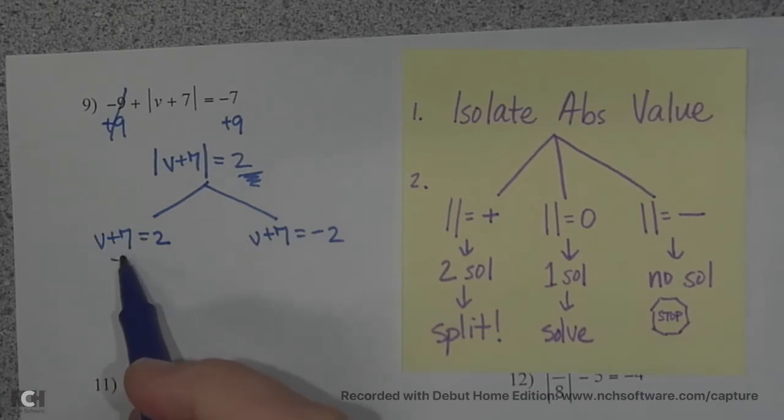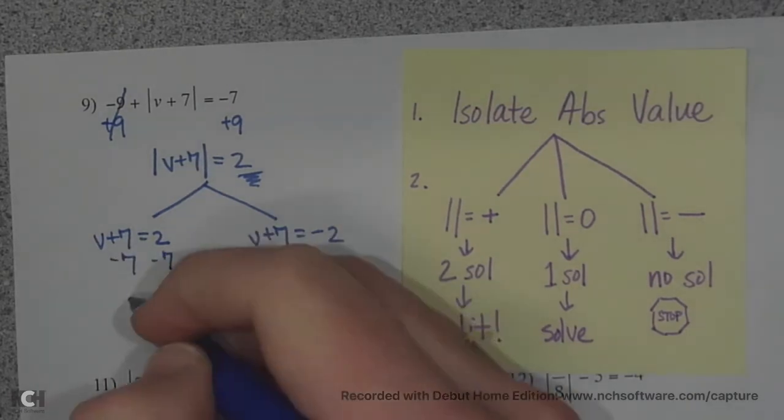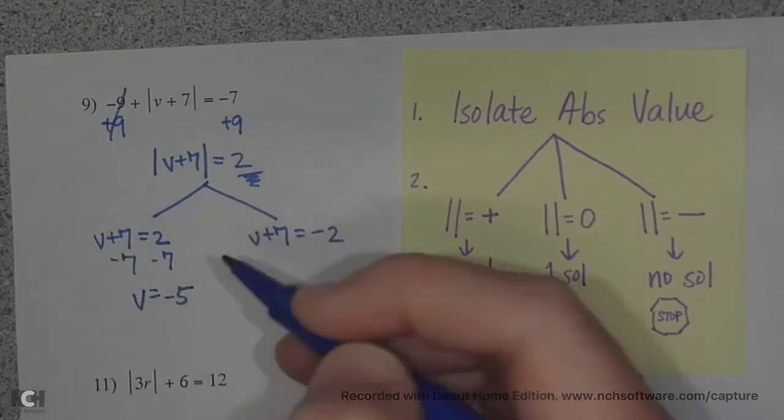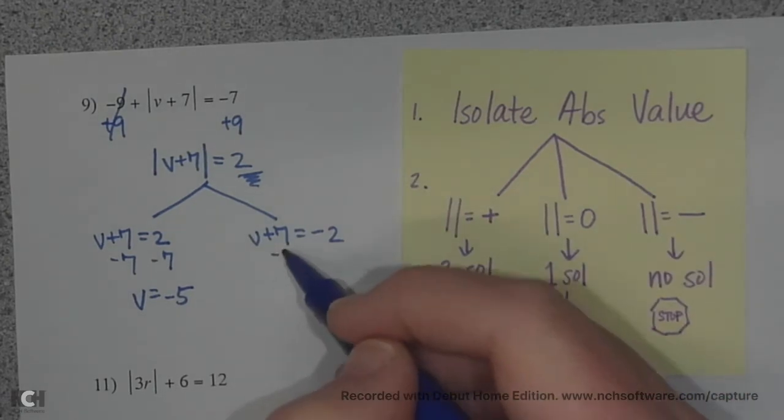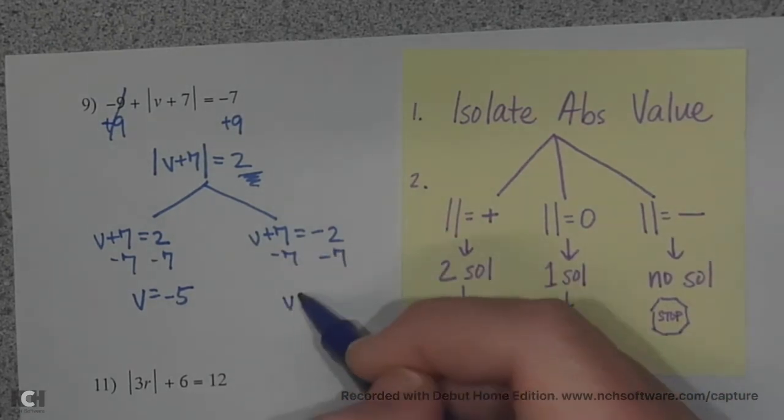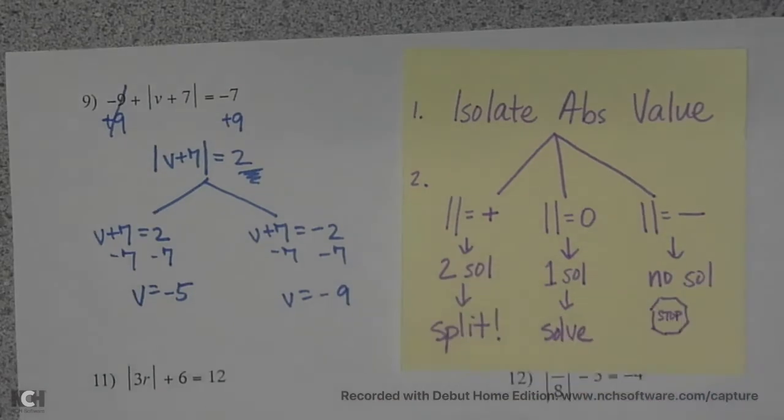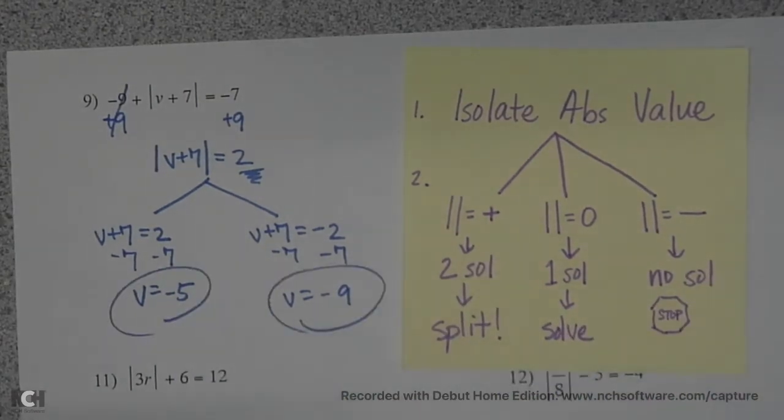Now we just solve. Subtract 7 from both sides. You get v equals negative 5. And then over here, subtract 7 from both sides, and you're going to get v equals negative 9. And those are our 2 answers. All right, we're going to go to number 10 next.